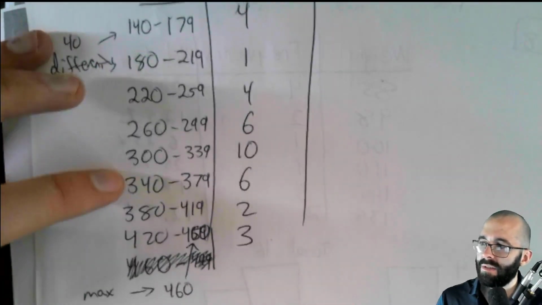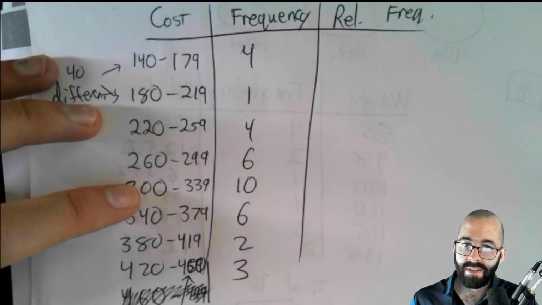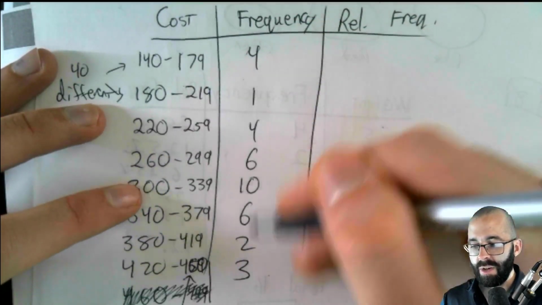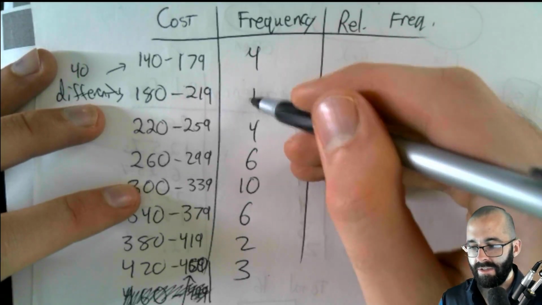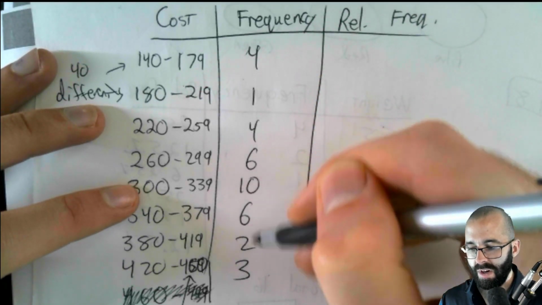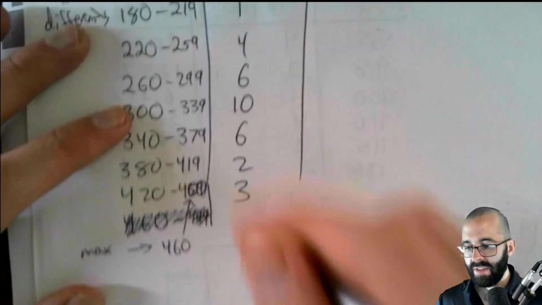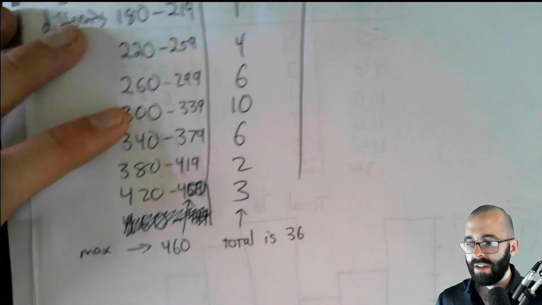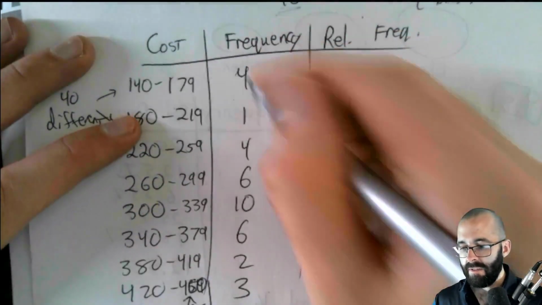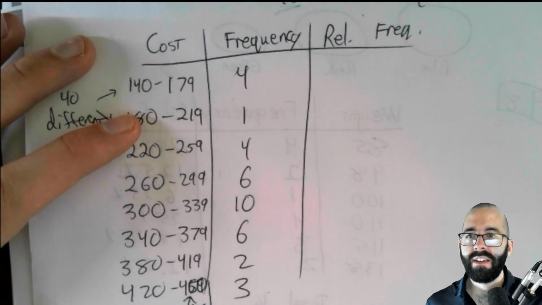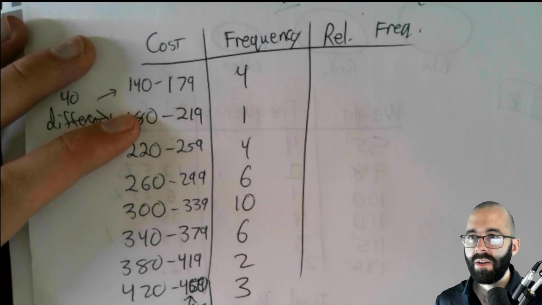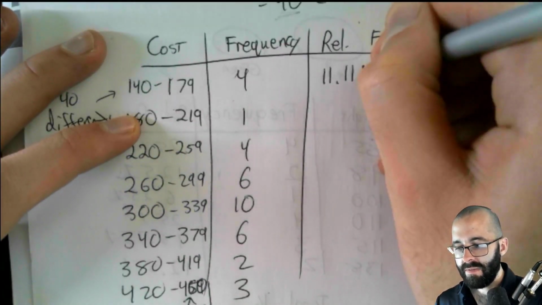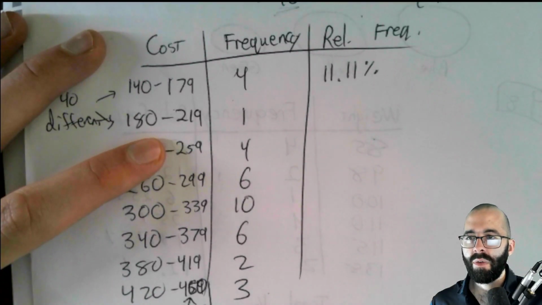And now we were told that there are 36 of these. So hopefully all of these frequencies should add up to 36. 5, 9, 15, 25, 31, 33, 36. Good. So the total is 36. That's important to check. And now relative frequencies are just dividing 4 by 36 and figuring out what that is, and so on. So 4 divided by 36 is 11.1% approximately. And then we just go through all of these.